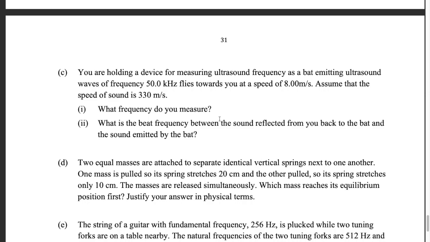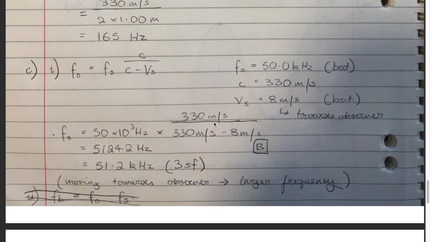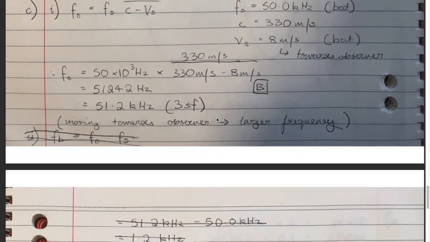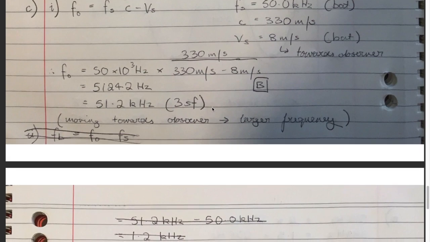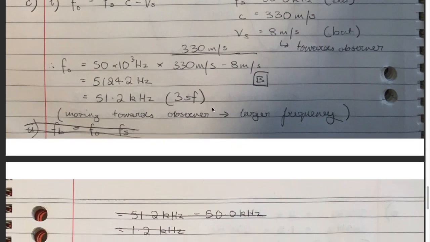Part 2 asks what is the beat frequency from the sound reflected from you back to the bat and the sound emitted by the bat. Of course, I didn't read this closely enough the first time, so I just tried to subtract these two, but that is not the right answer. You have to think that the sound reflects off you, so you become the source, and the bat becomes the observer.